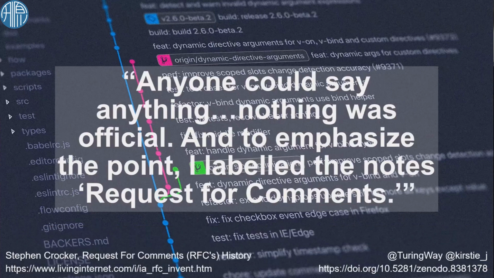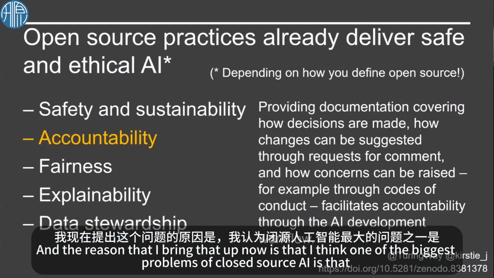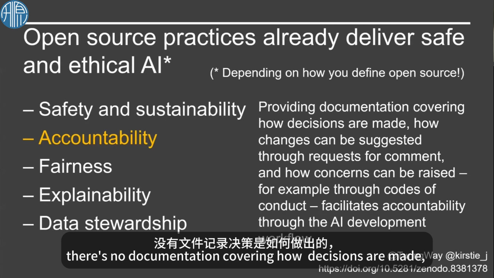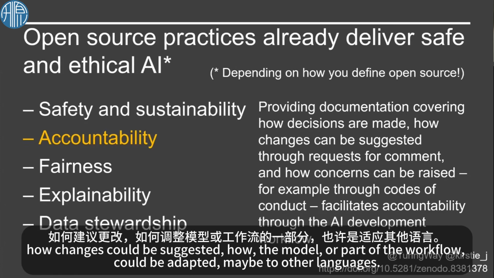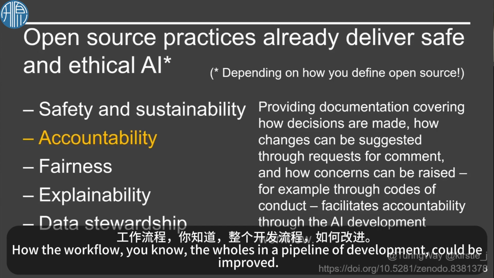request for comment. And the reason that I bring that up now is that I think one of the biggest problems of closed source AI is that there's no documentation covering how decisions are made, how changes could be suggested, how the model or parts of the workflow could be adapted, maybe to other languages, how the whole pipeline of development could be improved.